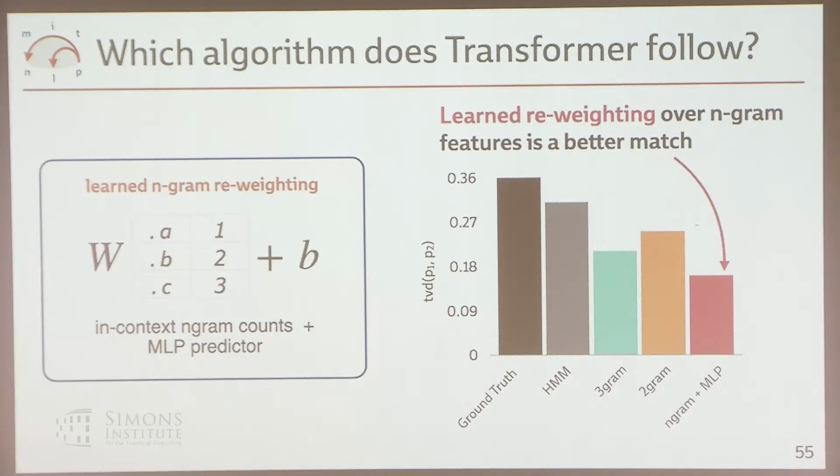So what we did is we take the n-gram features and feed them to an MLP model, and then we train this MLP model to predict the same task. And what we find is this hybrid model, which uses n-gram features and does a kind of post-hoc normalization of n-grams, but it's a learned model, explains transformer better than all other candidates here.